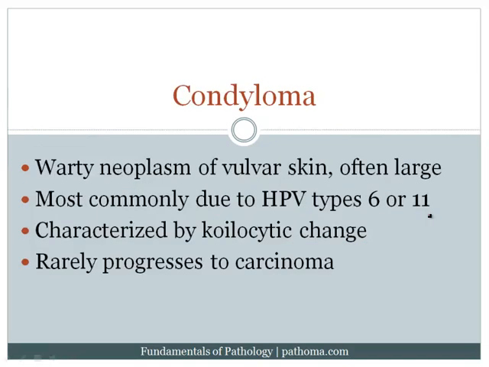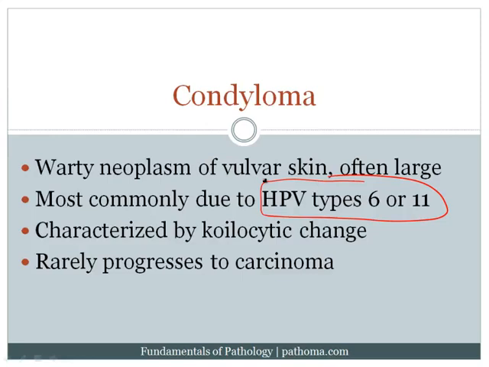Now, the next lesion we're going to go to is condyloma, and this is super high yield, of course, because these are relatively common. This is a warty neoplasm of the vulvar skin. Often it can be very large, and the most important point here is that it's most commonly due to HPV 6 or 11. Now here I'd like to take a step back and remind you of a few very simple principles of HPV. I'm going to highlight these principles here in order to establish a very important framework that we're going to carry with us through the rest of our discussion of the female genital tract, in particular the lower genital tract.